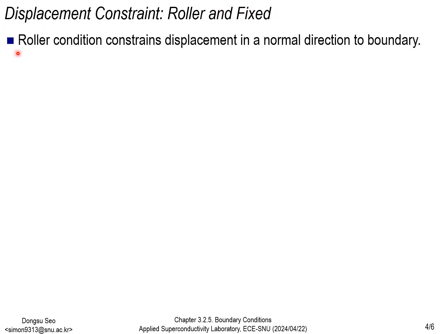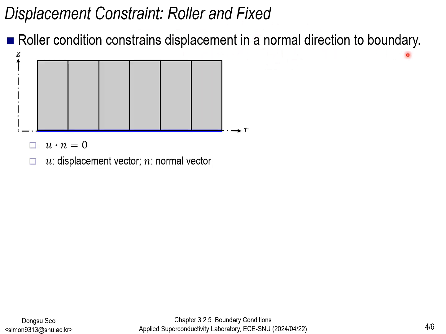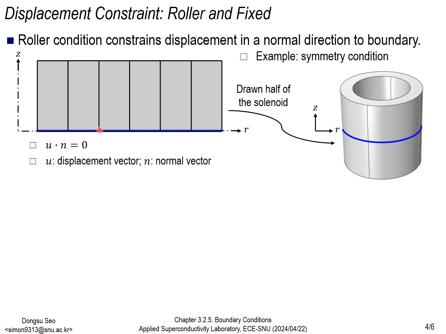Next, the displacement constraint limits the change in displacement to boundaries in a specific direction. First, the roller condition constrains displacement in a normal direction to the boundary, where the displacement is zero in the normal direction to the boundary. The roller condition also applies to the curved boundaries.